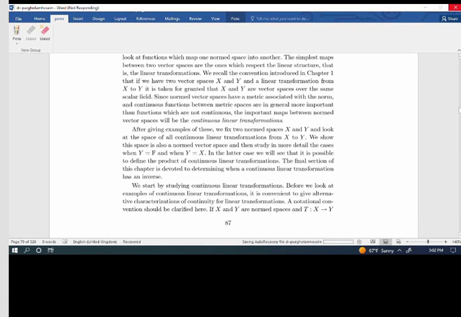Let's start from this situation when X and Y are normed spaces and T is a function from X to Y.